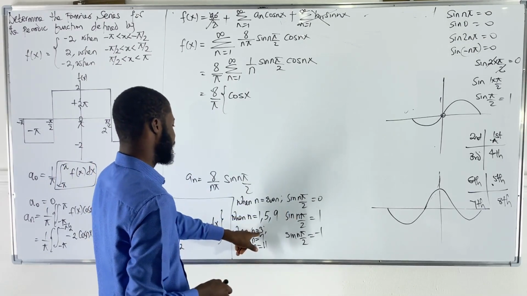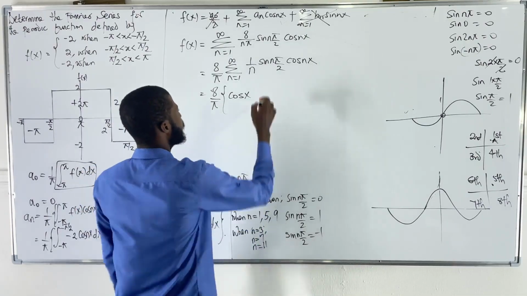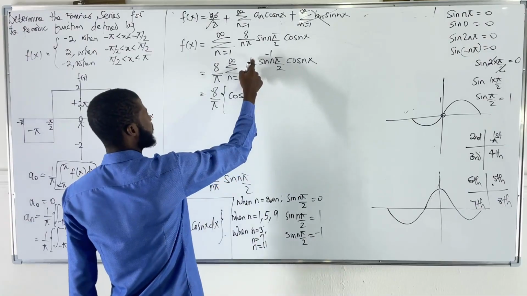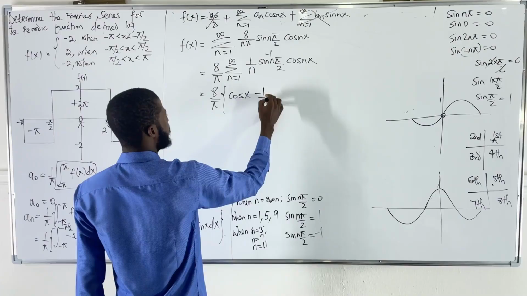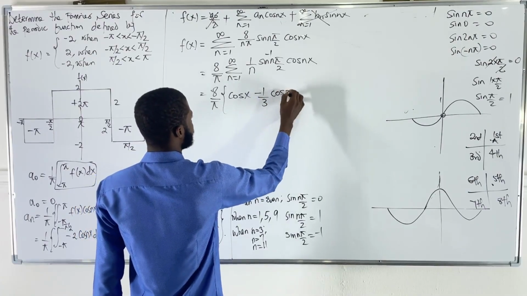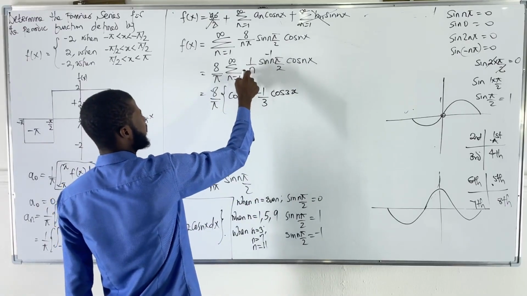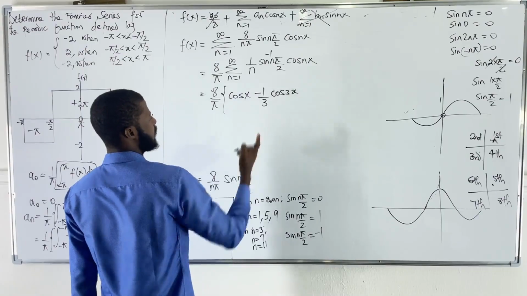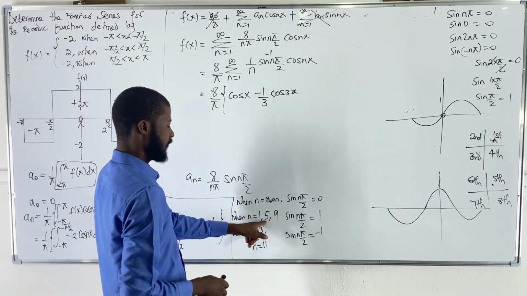The next one is when n is 3. When n is 3, we're going to have this as minus 1. So we're going to have minus 1 over 3 cos 3x. Let me explain. This is 1 over 3 because n is 3, so 1 over 3 times minus 1. That's minus 1 over 3, and then cos 3x.